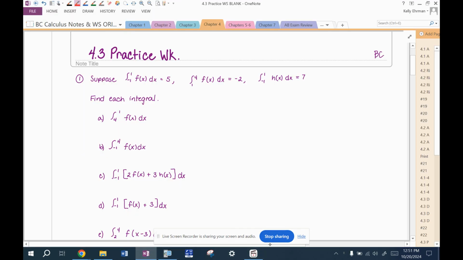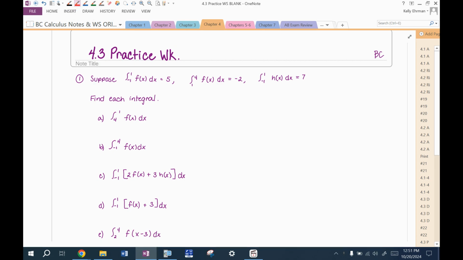All right, for practice worksheet 4.3, we're given some information about integrals, but we don't have an actual function equation. So the integral from -1 to 1 of f of x dx has an area of 5. From 1 to 4, the area is -2. From -1 to 1 under h of x, the area is equal to 7. So find each integral. So you're just looking for some of those properties that we use.